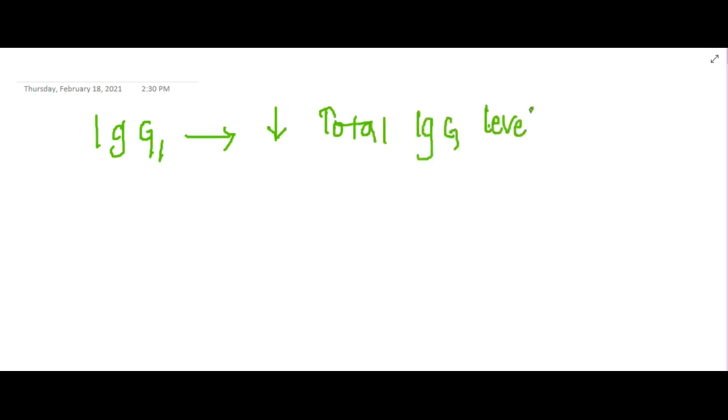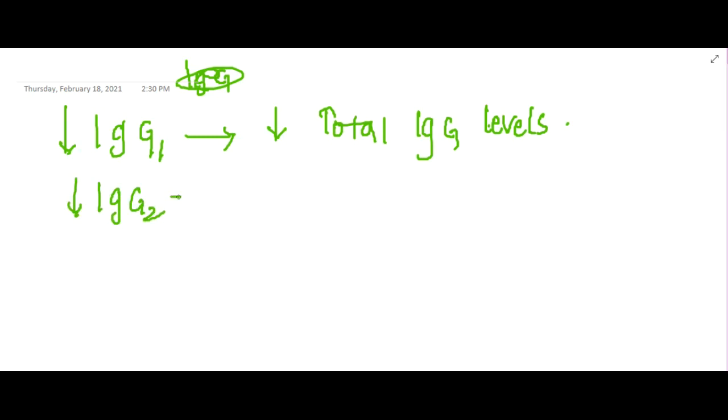So if we see about this, first is IgG1. If there is IgG1 deficiency, then obviously there will be decreased total IgG levels, because IgG1 is most frequent, is present in higher amounts when compared to IgG2, then IgG3, then IgG4.